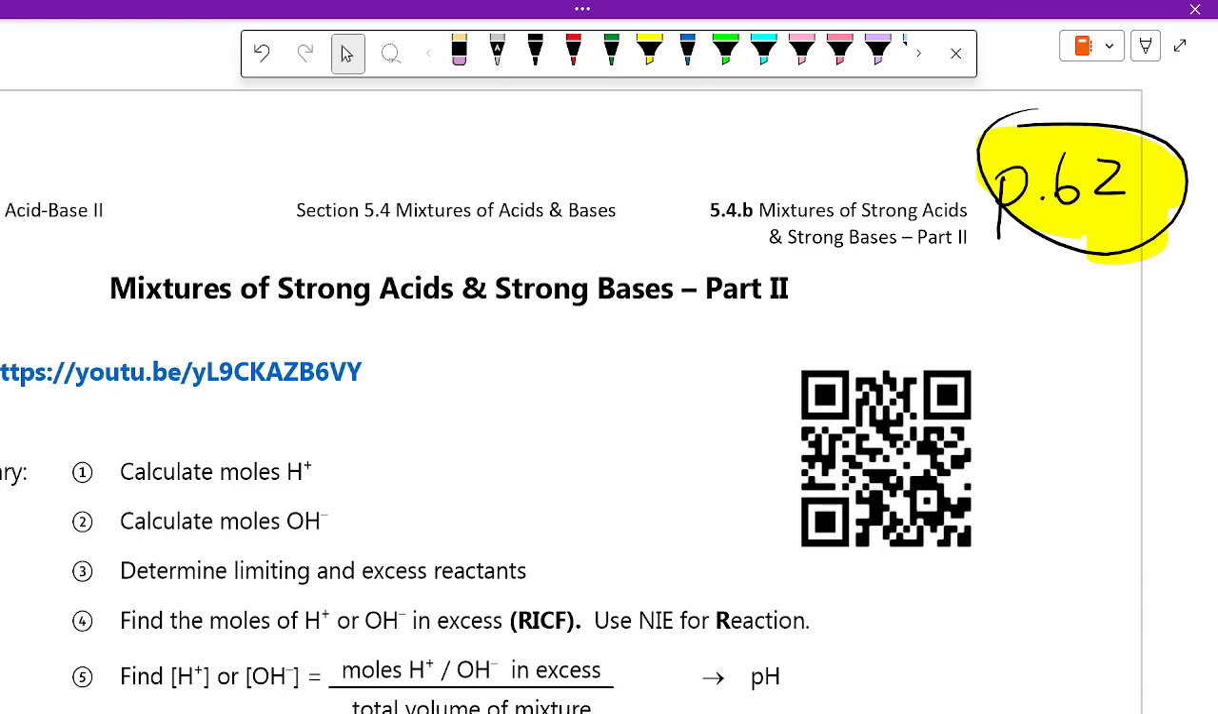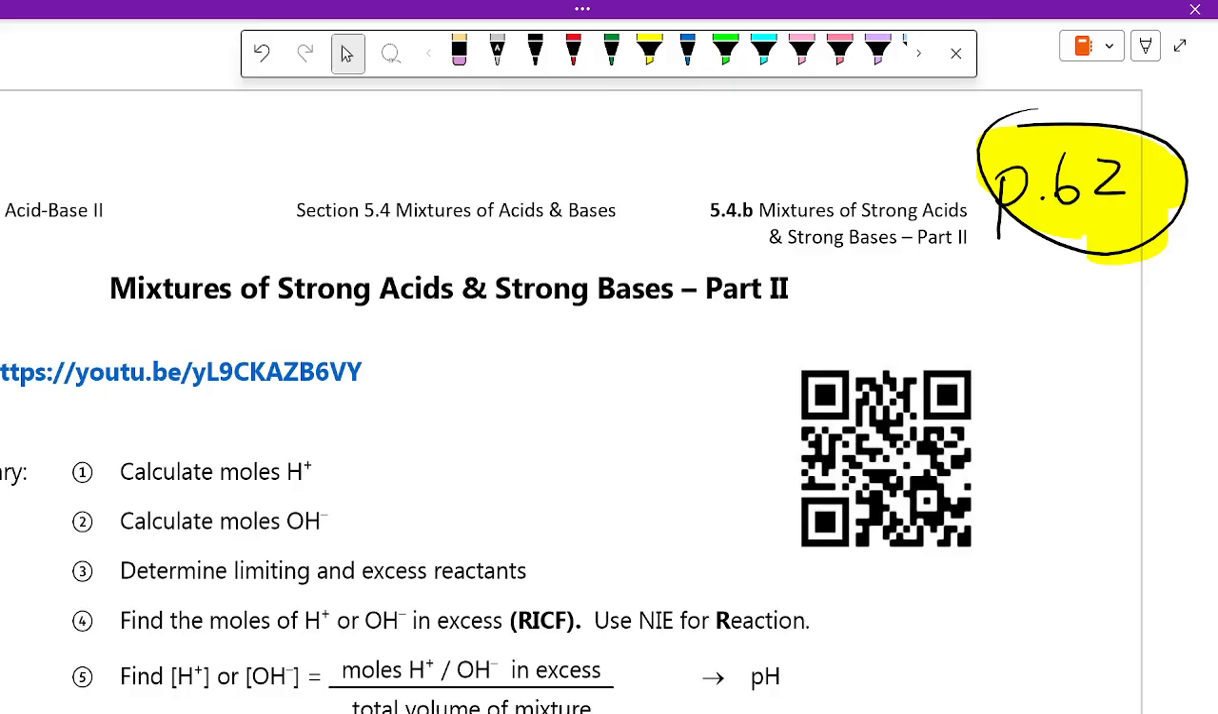5.3, 5.4. Hydrolysis. Mixtures of acid plus base. Okay.